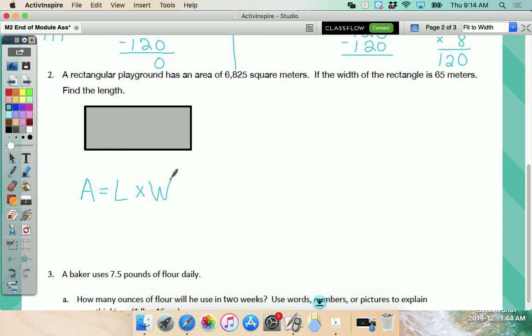Okay? So now that I have that done, I'm going to remind you about area. Area goes in the middle, and then we've got our width and our length, and it doesn't really matter which way. Don't write that. Okay? They gave us the area, didn't they? 6,825 meters squared. You can write that in your rectangle. What else did they give us? The width. What is the width? 65 meters.